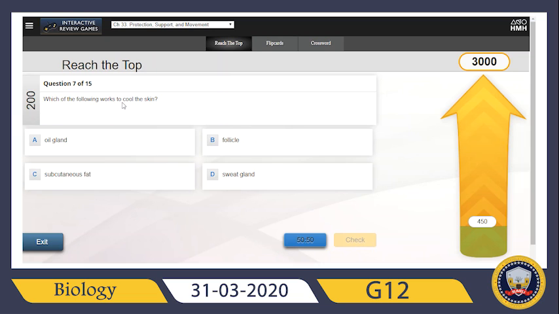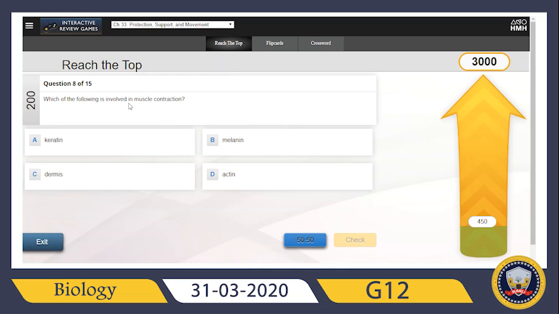Which of the following works to cool the skin? Oil glands, subcutaneous fat, follicle, sweat gland. What do you think cools the skin? Let's try subcutaneous fat. Wrong. I will go back to the right answers, don't worry.